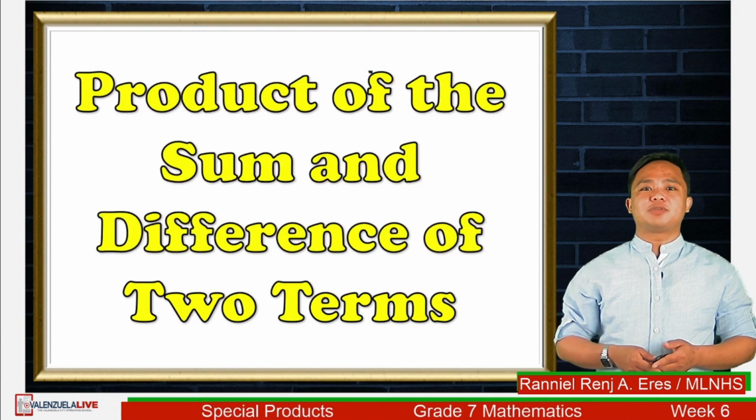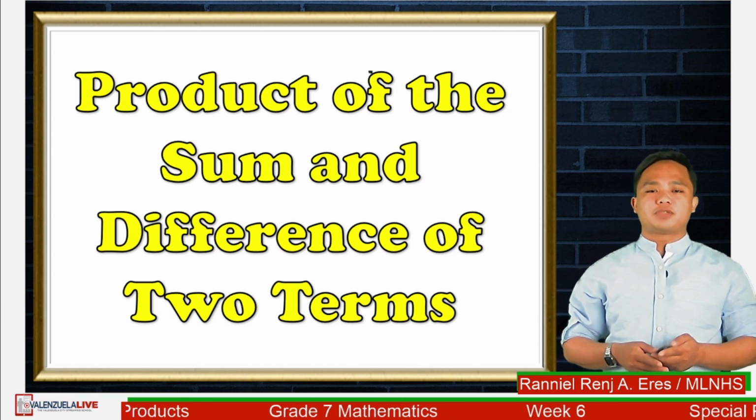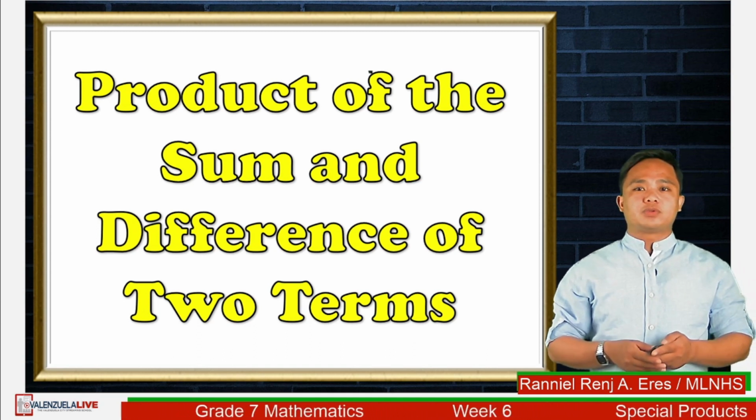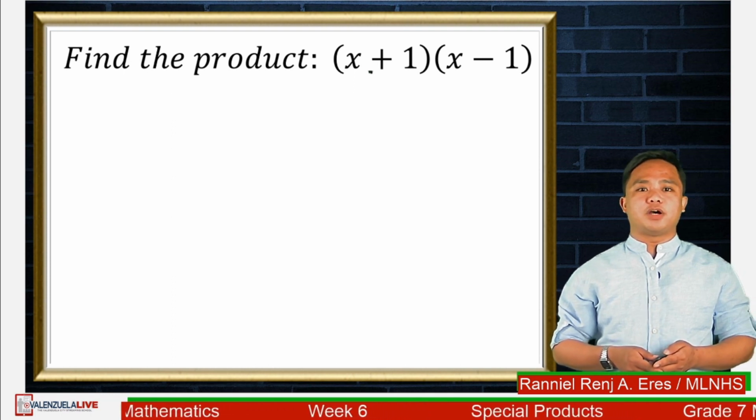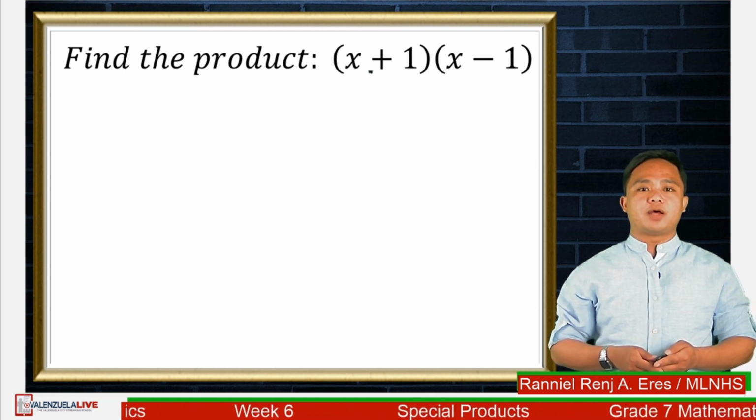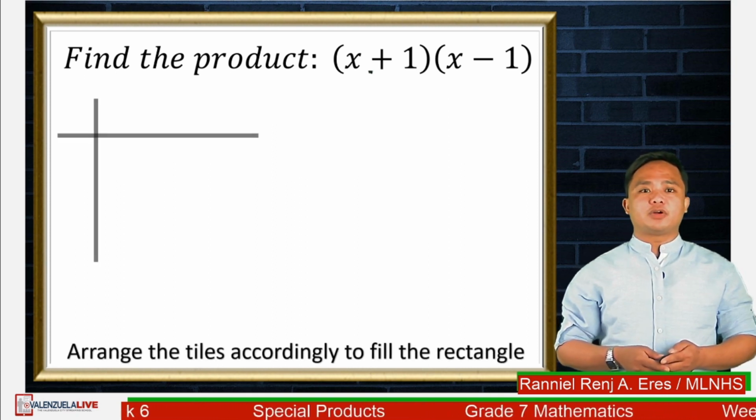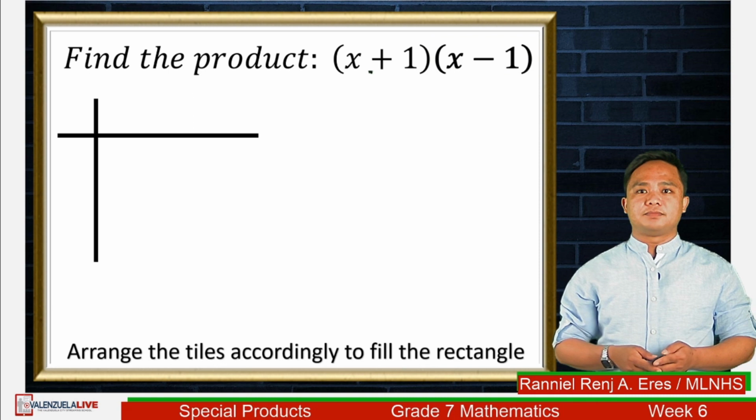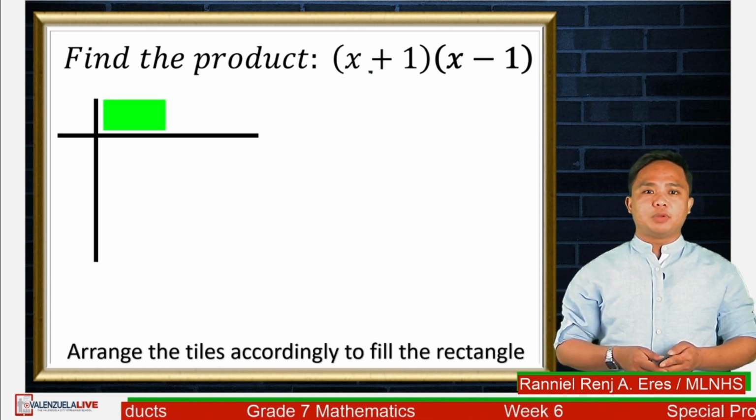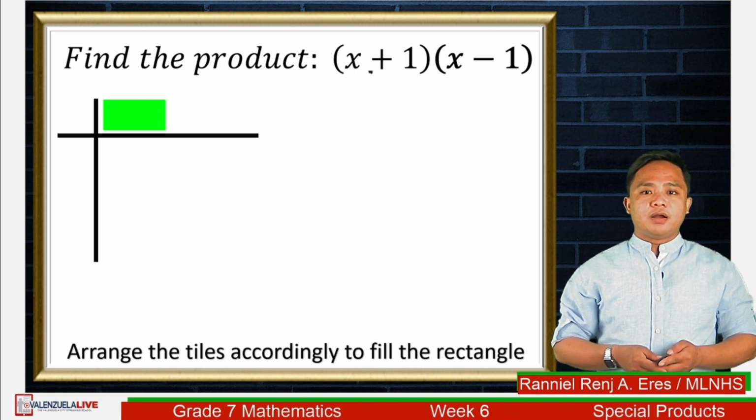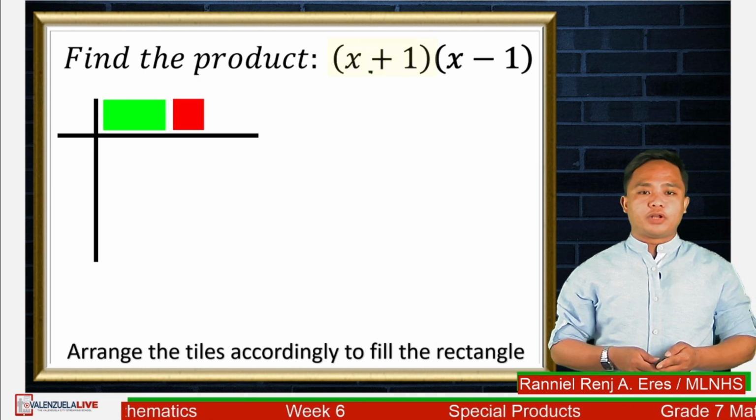Okay, so let's proceed now to another special product, which is the product of the sum and difference of two terms. Let's find the product of the quantity x plus 1 times the quantity x minus 1. First, arrange the tiles accordingly to fill the rectangle. We'll put x minus 1 at the top, and it will be represented by one green rectangle tile for x and one red small square for -1.